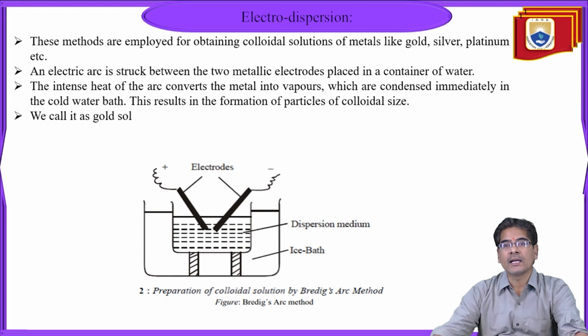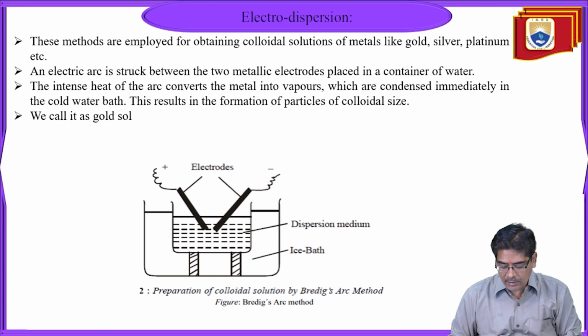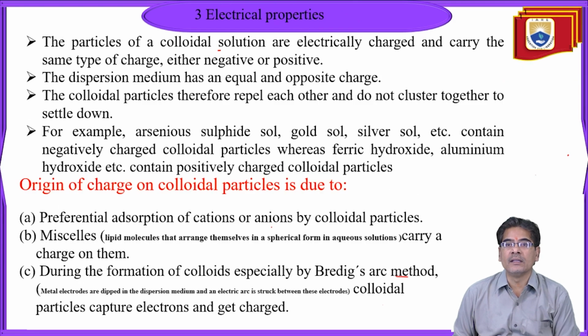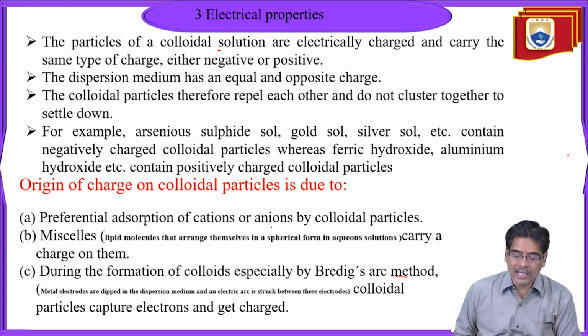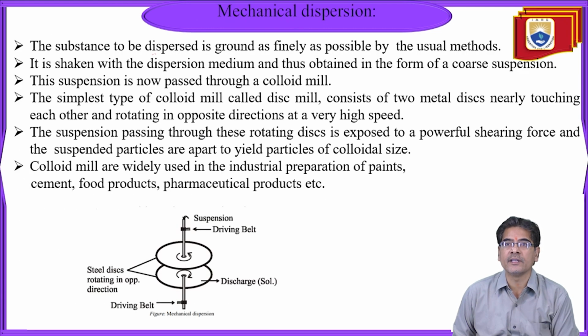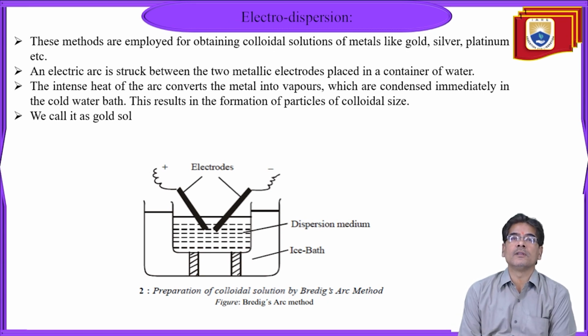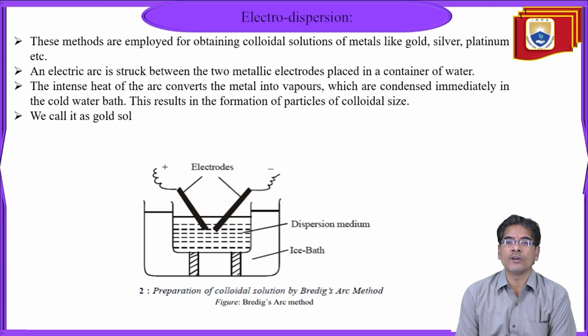An electric arc is struck between two metal electrodes placed in a container of water. This is the Bredig arc method that we have seen in the previous slide. During the formation of colloids by the Bredig arc method, metal electrodes are dipped in the dispersion medium, and an electric arc is struck between them. This is what we show here in the figure, preparation of a colloidal solution by the Bredig arc method.